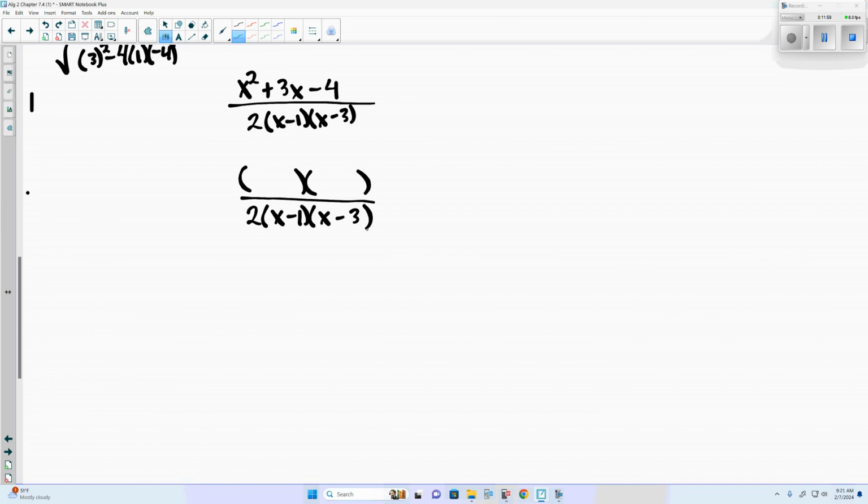Now, since the 4 is negative, our signs are indeed opposite. The only set of factors for x squared are x and x. Factors of 4.